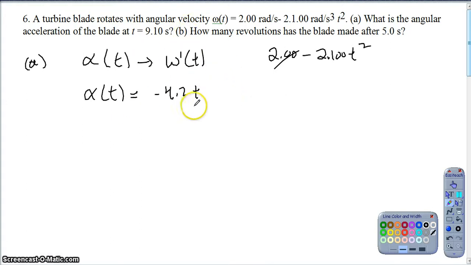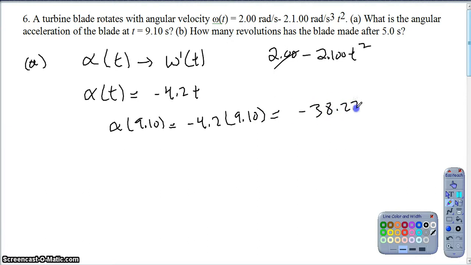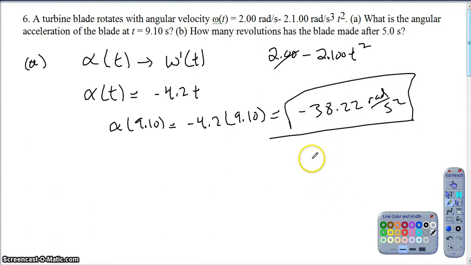So then at 9.10 seconds, I obviously just have to plug in 9.10. So negative 4.2 times 9.10, and then I calculate it from there. So negative 38.22 radians per second squared. So there's my angular acceleration after 9.10 seconds.